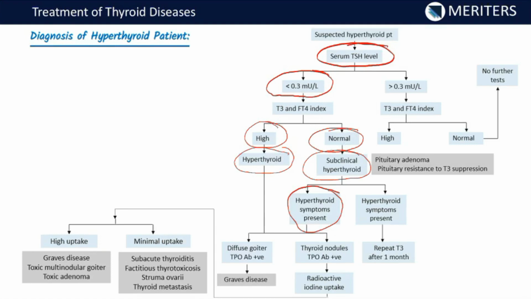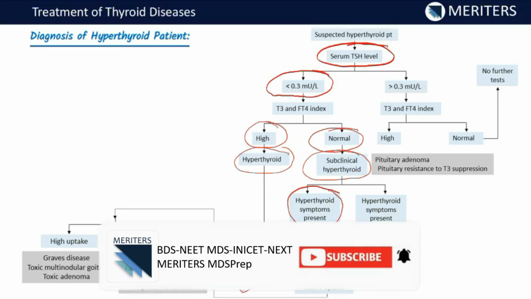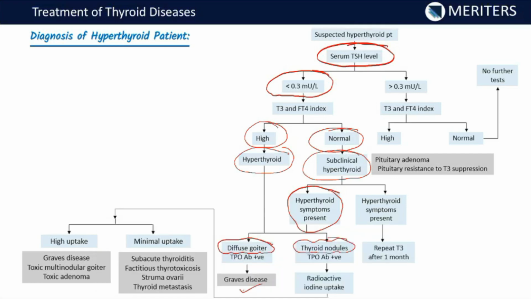If the symptoms are present, then we check whether it is a diffuse goiter or thyroid nodules, and here we check the TPO antibodies, thyroid peroxidase antibodies. If it's diffuse, then it is Graves disease. If only nodules are there, then we go for the radioactive iodine uptake test. If there is high uptake, then again it's Graves disease or toxic multinodular goiter, and if the uptake is less, then it is subacute thyroiditis, factitious thyrotoxicosis, struma ovarii, or thyroid metastasis.